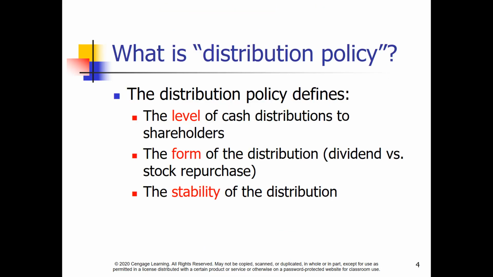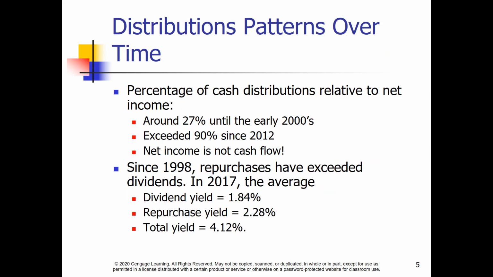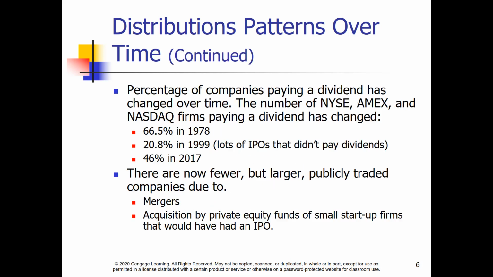A firm's distribution policy has three components: the level of cash distribution, the percentage paid out; the form, cash or stock repurchases; and the stability of the distribution pattern. The percentage of distributions as a percentage of net income has remained stable, but overall cash dividends have declined while stock repurchases have increased. Cash dividend payouts have become concentrated in a small number of mature firms.